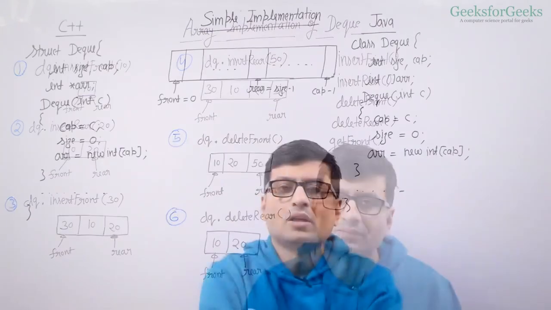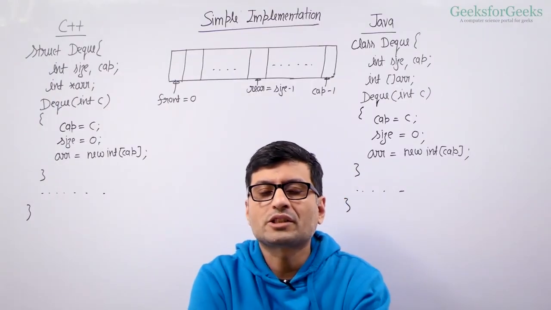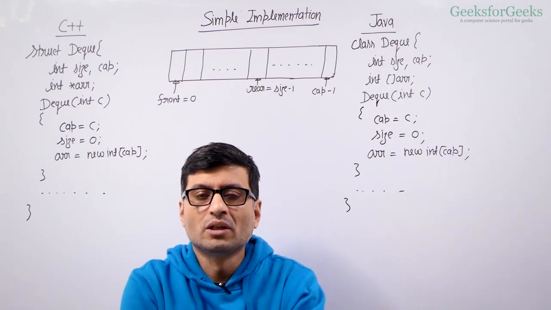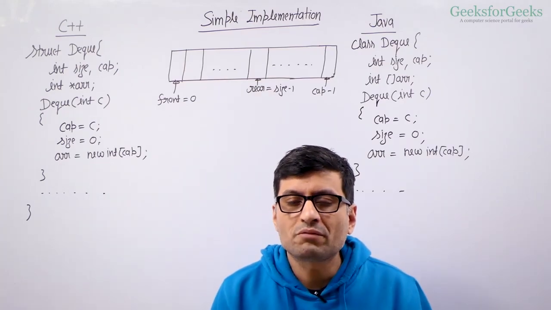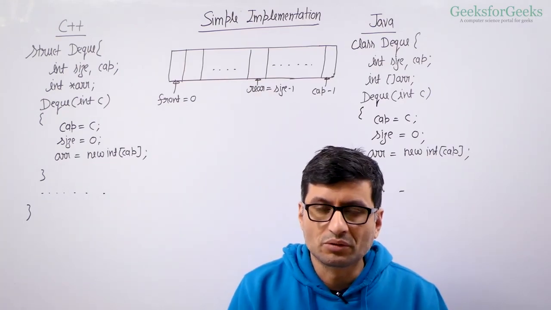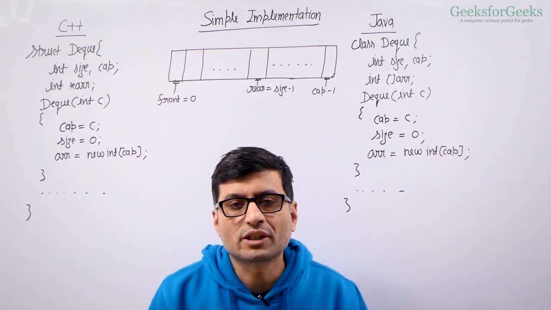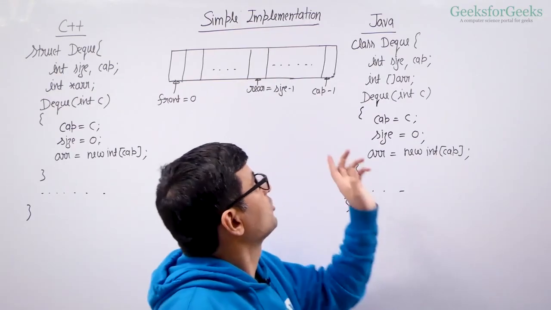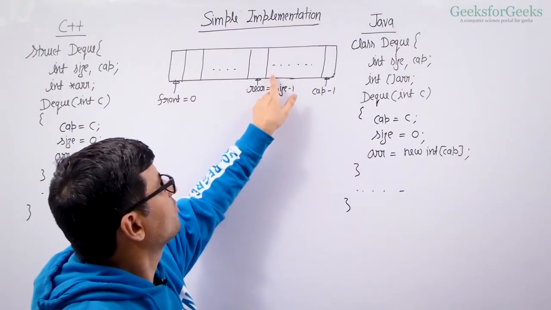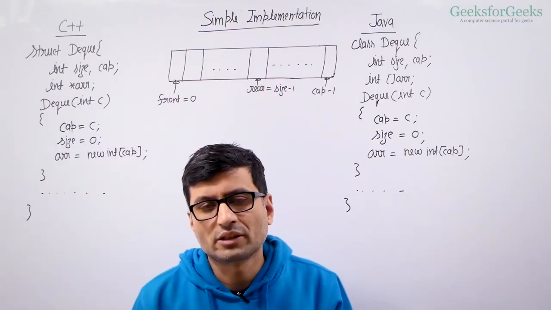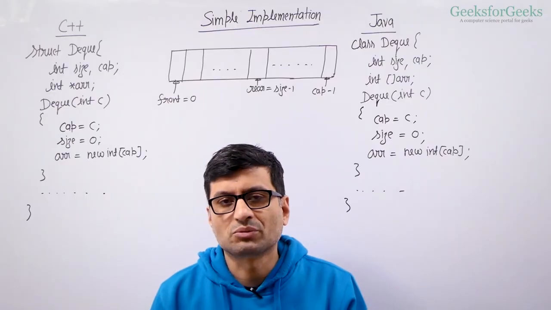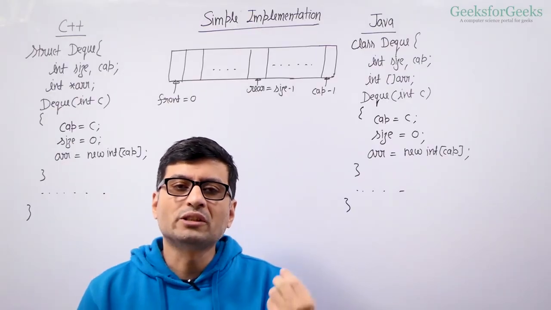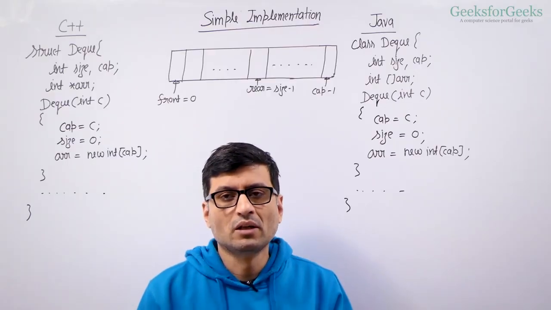Let us now talk about a simple implementation of Deque. In this implementation, we are going to maintain front always at 0 and rear always at size minus 1. So if we wish to add an item at the rear, suppose we wish to add an item after the last item, we are simply going to do size++, and we'll again get rear as size minus 1. And if we wish to remove an item from the rear, we'll simply do size minus minus.